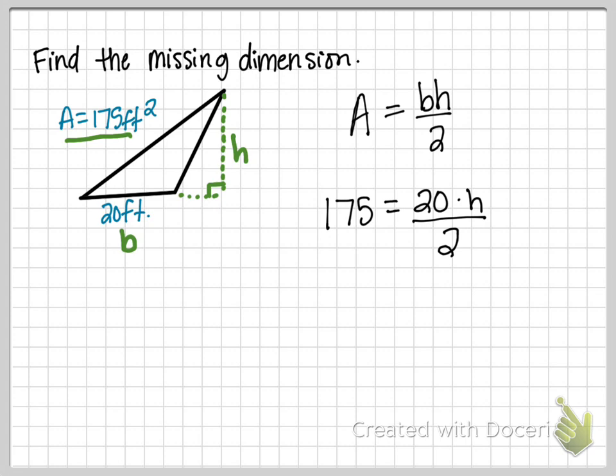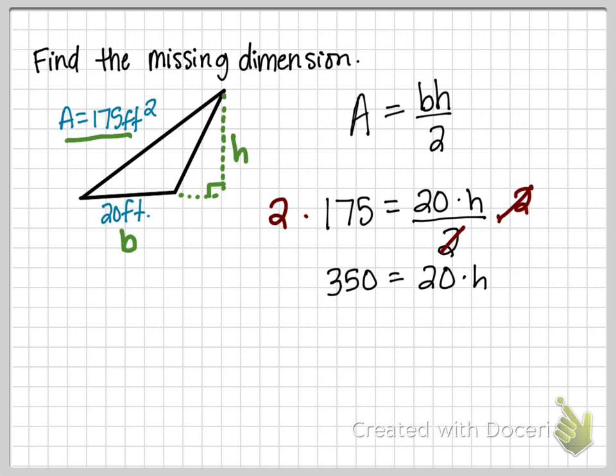When we're working with equations, to get rid of something divided by 2, we should do the inverse operation of divided by 2, which is times 2. And if we multiply by 2 on one side, we multiply on the other. 175 times 2 is 350 equals 20 times H. Are you with me there? To get rid of the 2 on the bottom, multiply by 2. It's the opposite of dividing by 2. Inverse operations for equations.